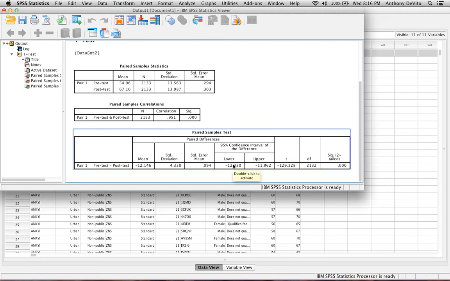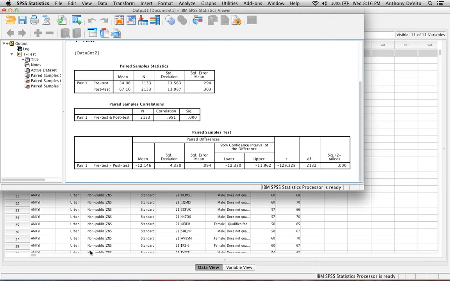Notice my confidence interval is minus 12 to minus 11. It excludes that important number 0, so I know that the difference between these two scores is statistically reliable, different than no difference between the two scores. Our null hypothesis would have been the difference is equal to 0. Our alternative is that the difference is not equal to 0, and we rejected the null hypothesis.